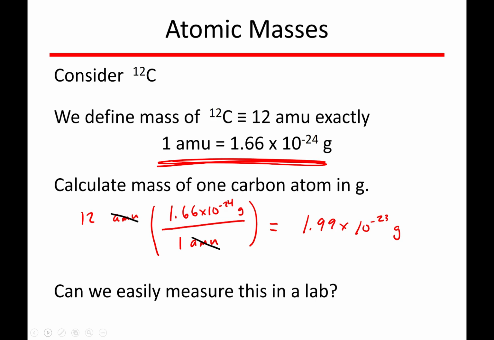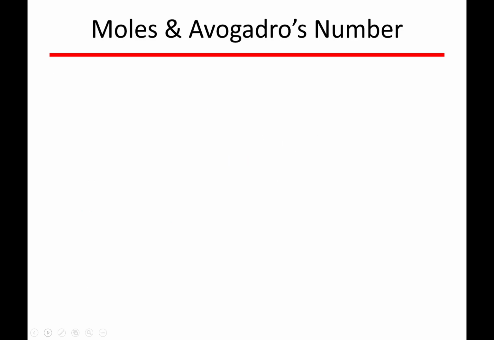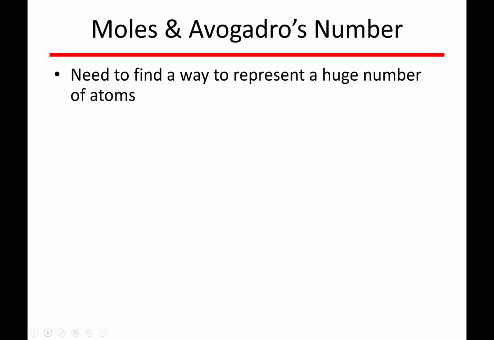Now, is this a mass that we could easily measure in a lab? No. It doesn't matter how precise of a scale you have, there is no scale that can weigh out 1.99 times 10 to the minus 23 grams. But fortunately for us, we almost never would work with single atoms of carbon. We're typically working with very large quantities of carbon atoms. And that's where we get into the concept of moles. We need a way to represent a huge number of atoms, a number of atoms that would be on the scale of what we work with in our everyday lives in a chemistry lab. And that is called the mole.